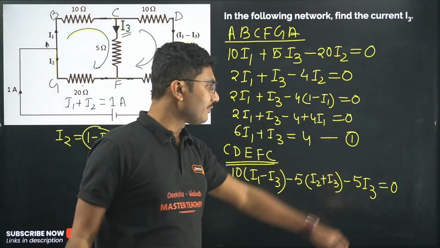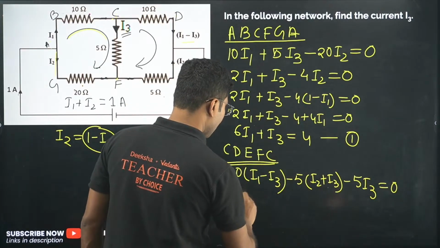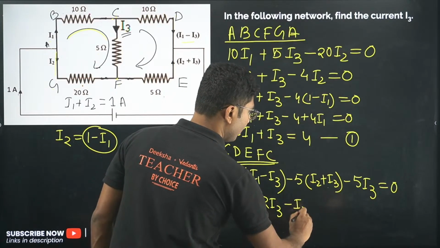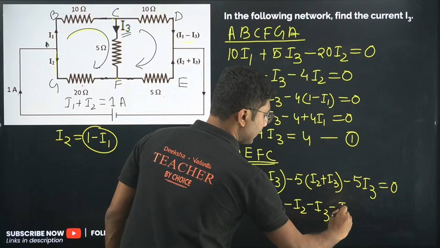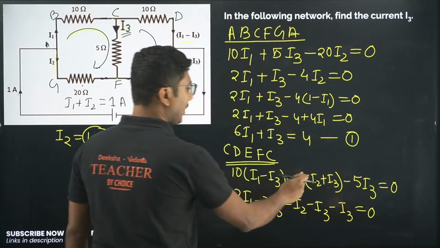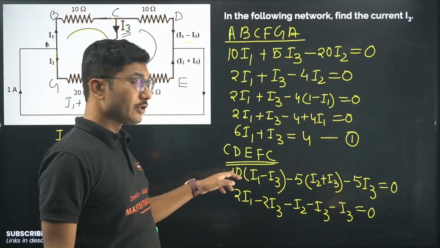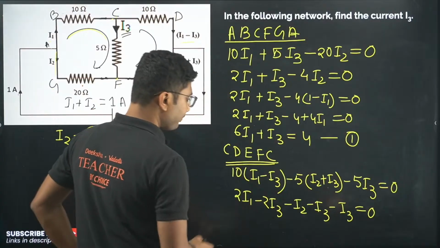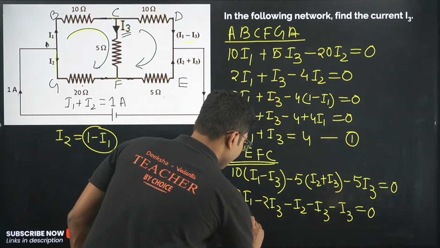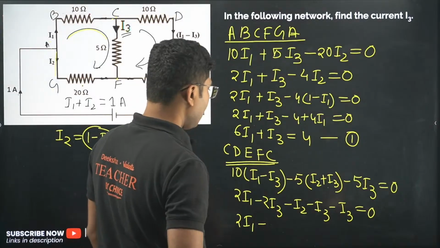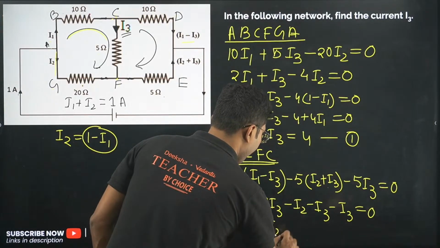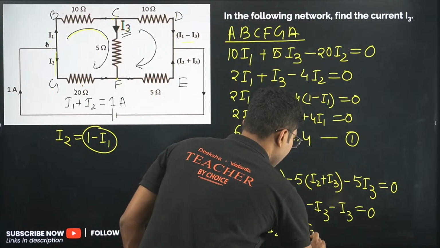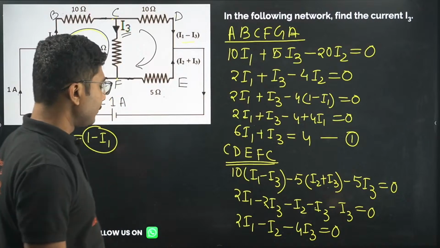Again common factor is 5, so we will divide everything by 5. We get 2I1 minus 2I3 minus I2 minus I3 minus I3 equals to 0. So all the 5's are gone, and after you divide 10 by 5, you get 2, so 2 is multiplied. Now what is the equation? Final equation, only one I1, that is 2I1 minus only one I2 and minus 4 I3, and that is equals to 0. Okay, so this is the second equation.